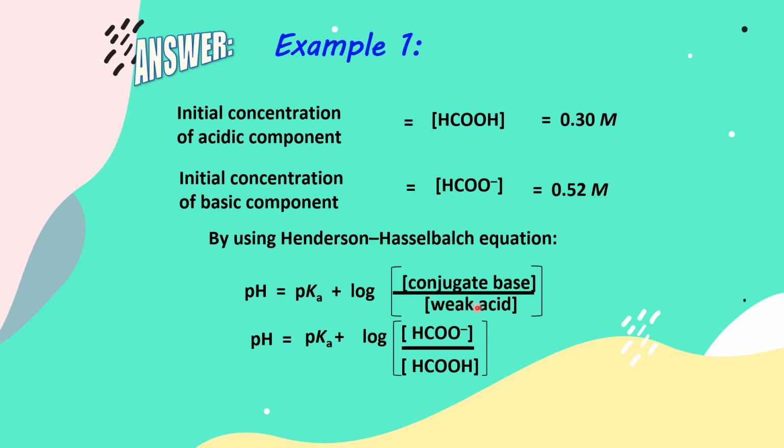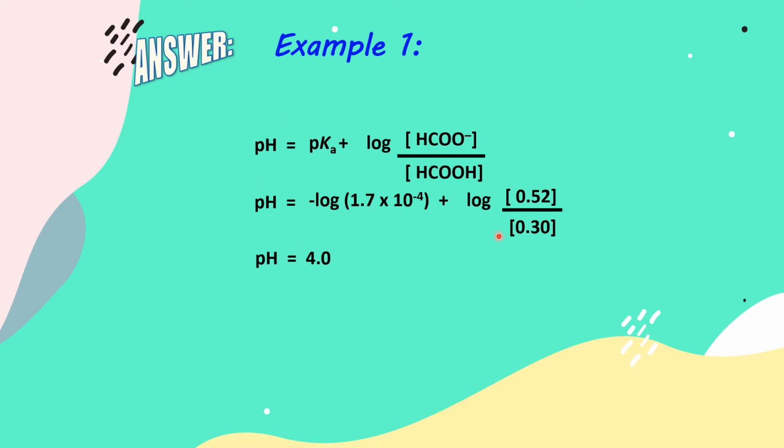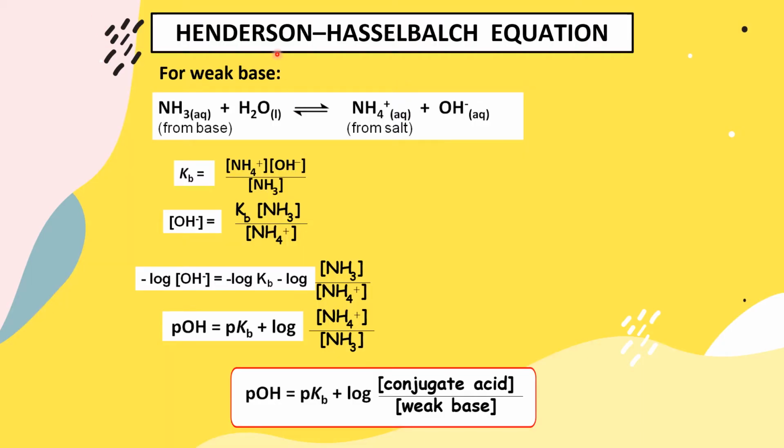So write down the formula and then substitute. The conjugate base is HCOO negative, and the weak acid is HCOOH. Now we substitute the values and press the calculator, and then we will get pH equal to 4. So be careful, you must substitute correctly. What is the conjugate base, what is the weak acid, then substitute the values for the pKa and the concentrations of the conjugate base and the weak acid, and press the calculator carefully, and then we get pH equal to 4.